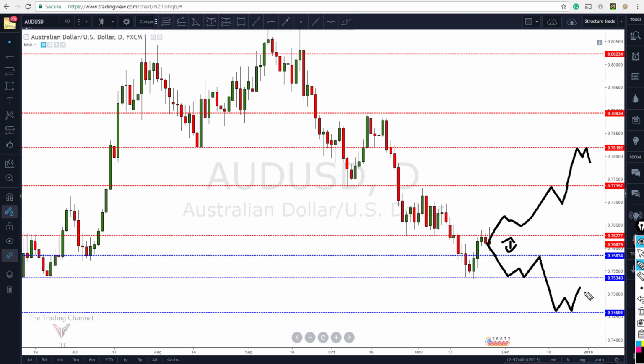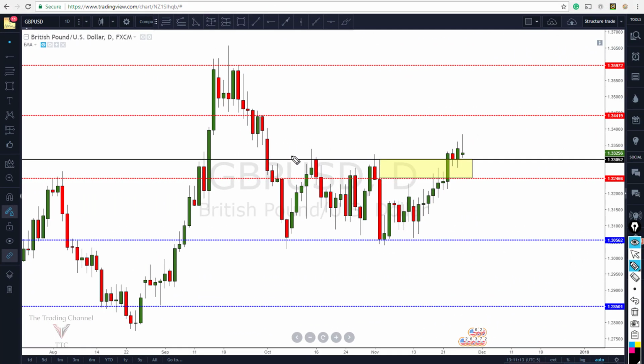There's our detailed breakdown of the Aussie dollar. Let's go ahead and move on to our next pair, the pound dollar. Here on the pound dollar, the market looking as though it could break out of this period of consolidation that we've been in over the past couple of months.